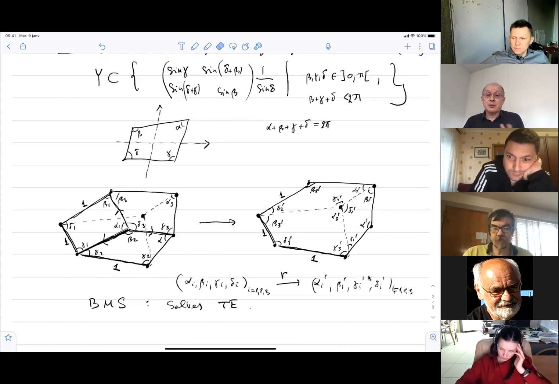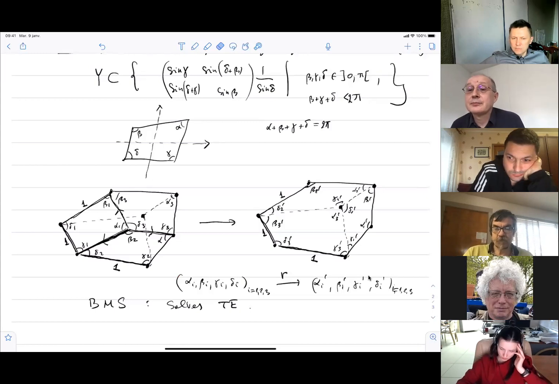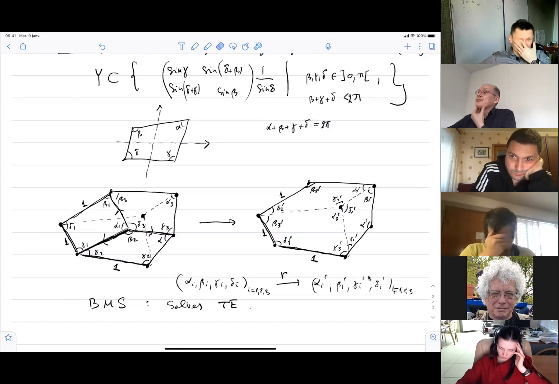Could you please explain what this geometric picture has to do with this matrix that you write in the curly brackets? You have a matrix here, yeah, right?